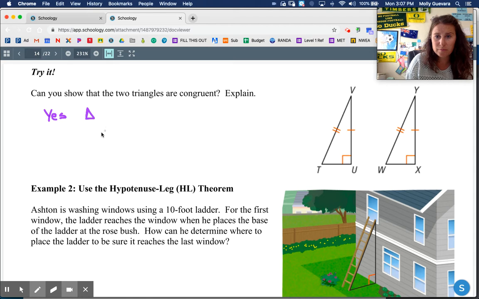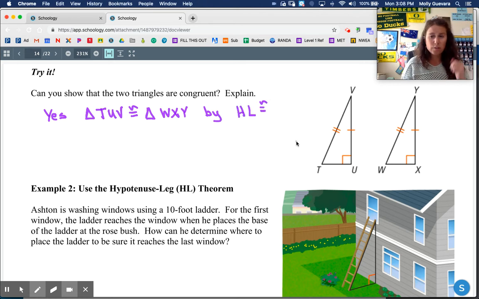triangle TUV is congruent to triangle WXY by HL, right? It's a right triangle. I know the hypotenuse is the same, and I know one of the legs is the same. So I can use HL.